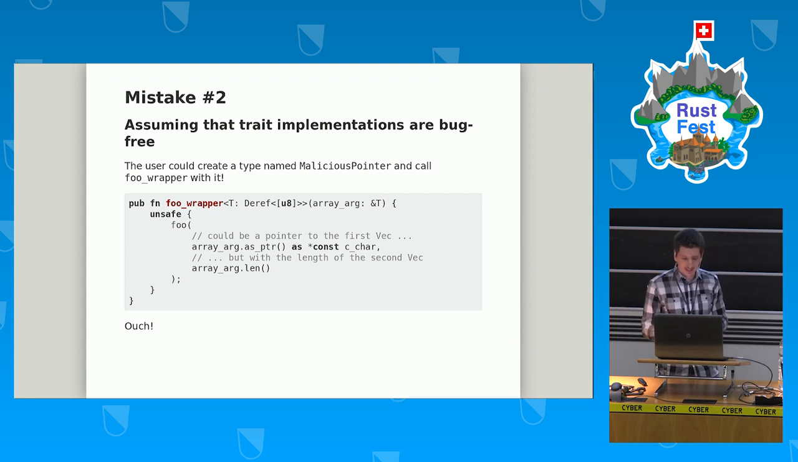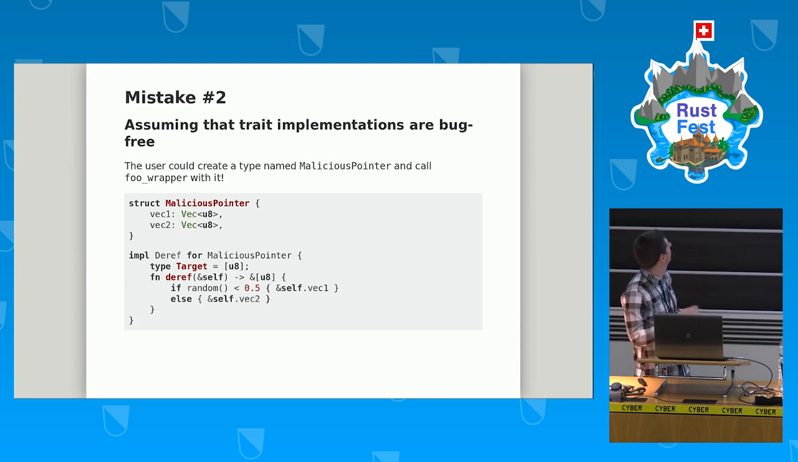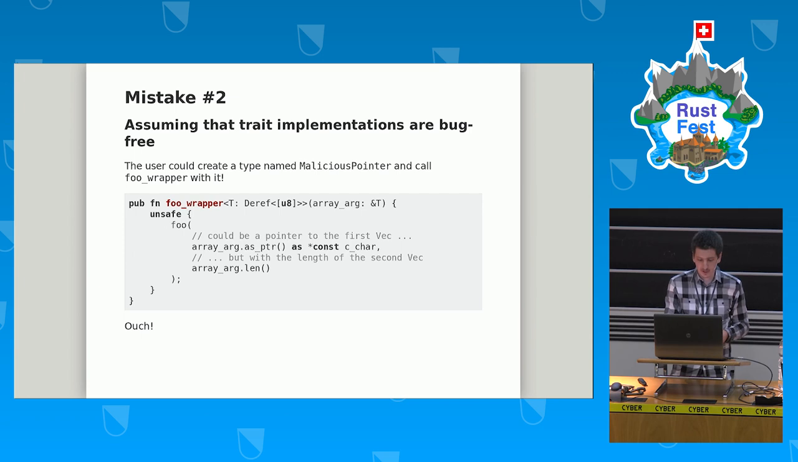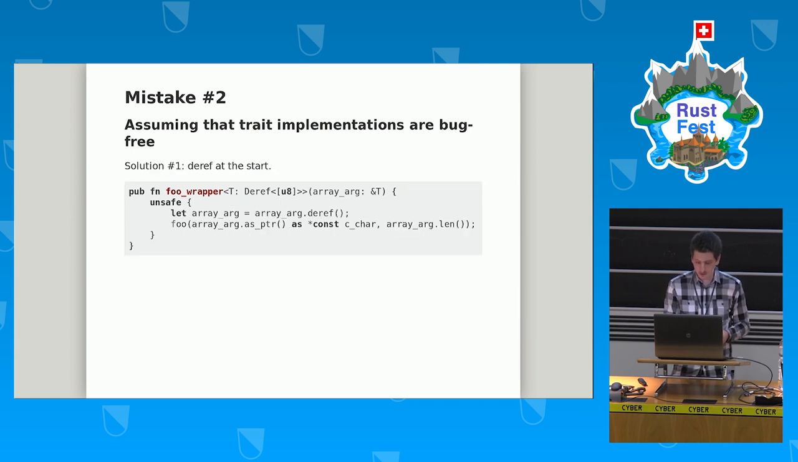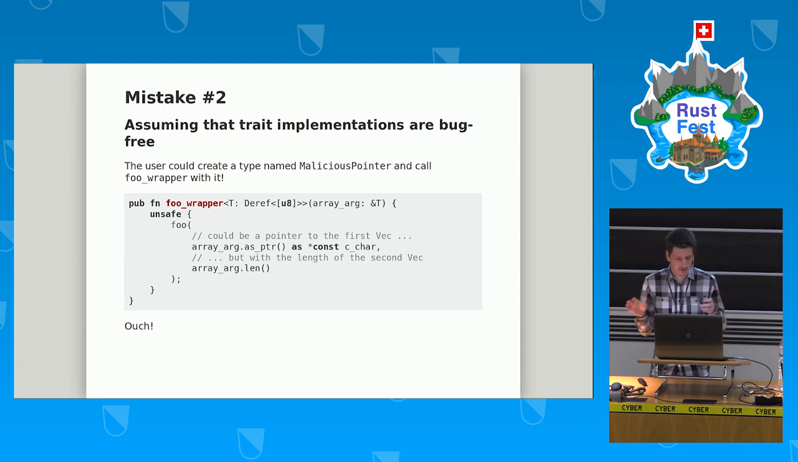Ouch. So back to the question, why would someone do that? Obviously, nobody is going to write a malicious pointer. But in any real-life project, what could end up happening is a bug in a trait implementation. That's obviously a very serious bug. But it could really be a bug. It could be a real bug in the deref implementation and not intended.